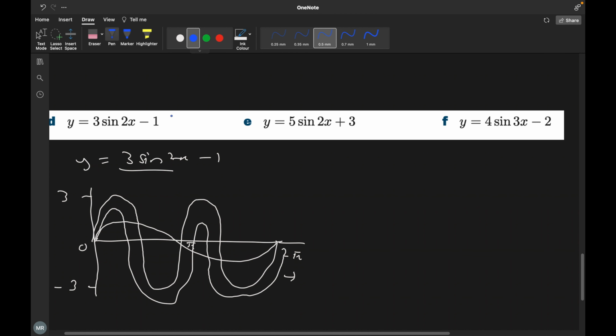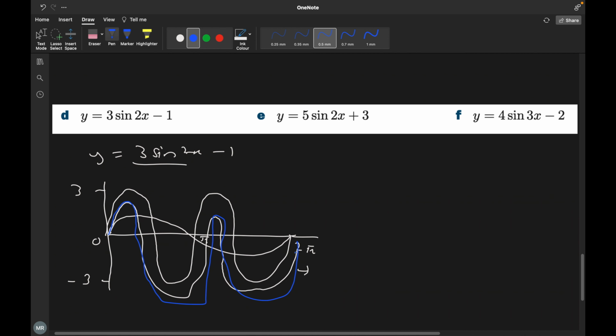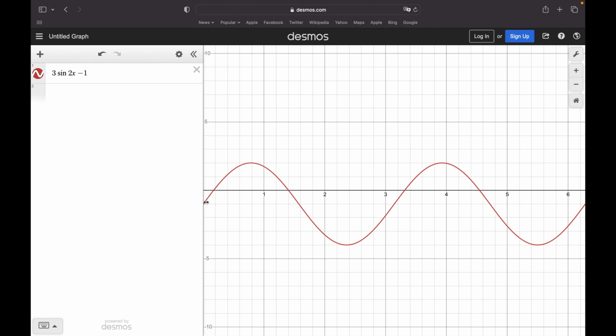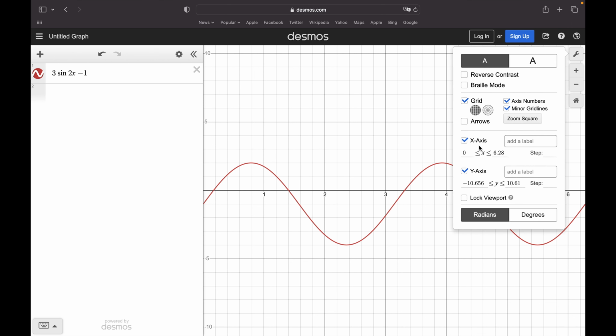Let me use a different color for that. Sorry. This is not how it's supposed to look, but I hope you get the idea. This graph is terrible, so I will show you what it's supposed to look like. Okay. So this is how it's supposed to look.